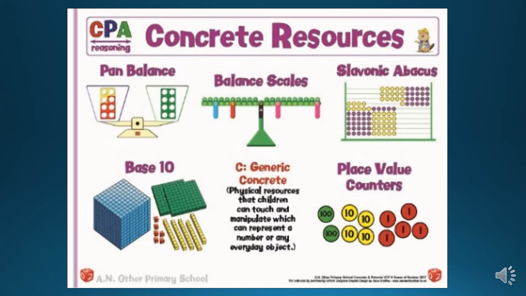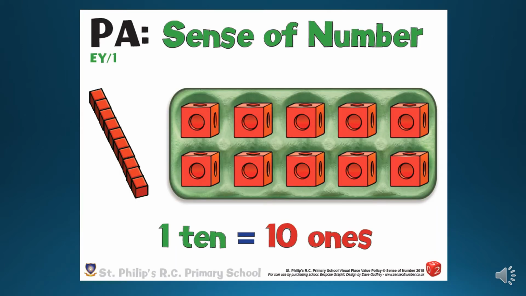We also use the Slavonic abacus to represent numbers, and as children progress up the school, other resources such as base 10 and place value counters to represent bigger numbers are used. They will learn facts such as 110 is the same as 10 ones. It's the same number, just shown in a different way.